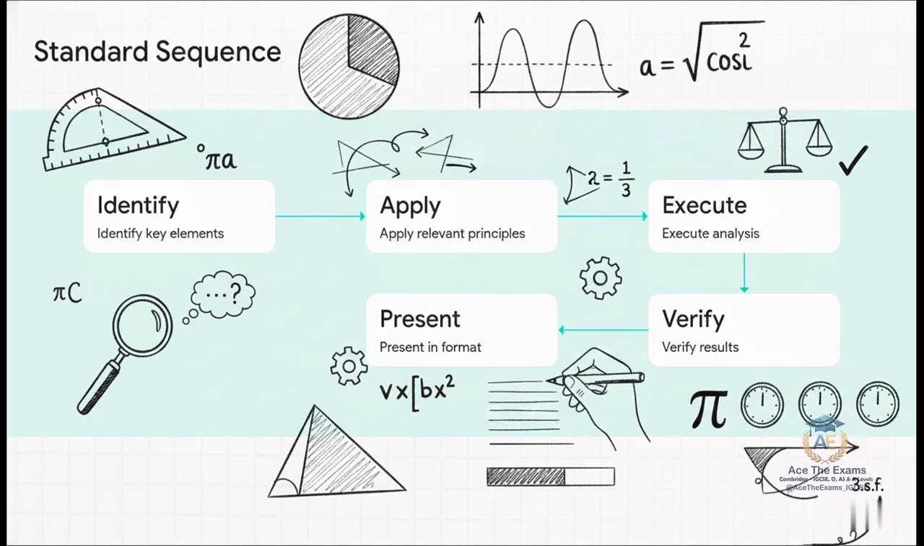Did it explicitly ask for the answer in terms of pi? By religiously following this standardized sequence, you are building an absolutely impenetrable fortress around your grade.